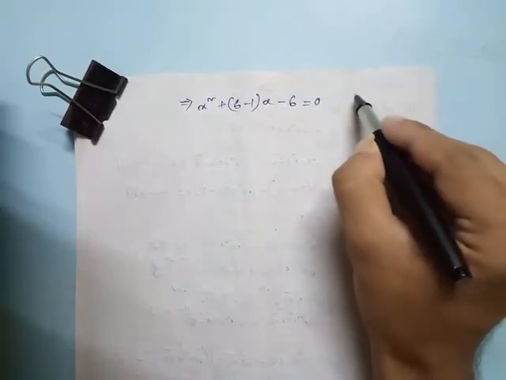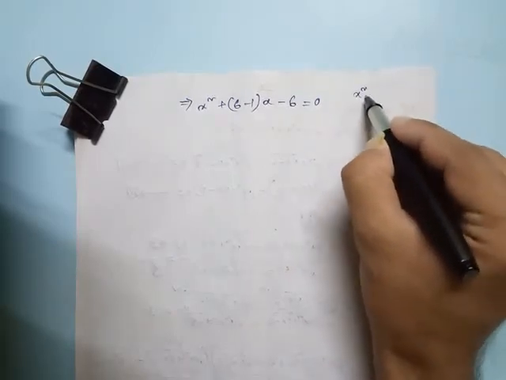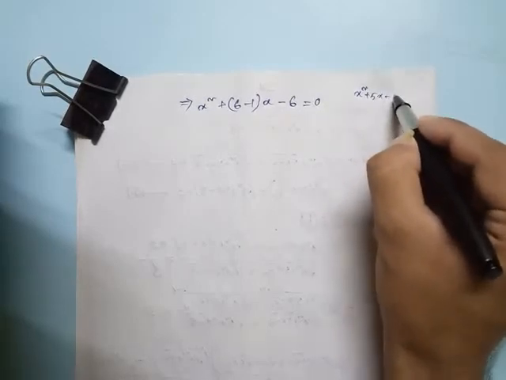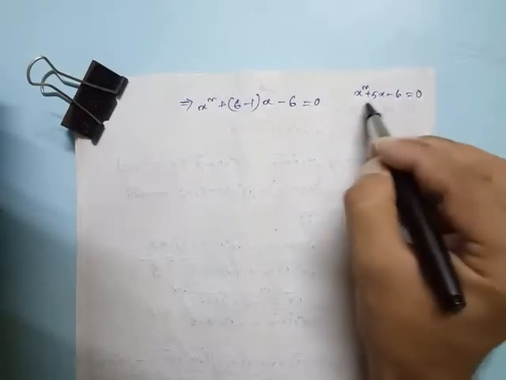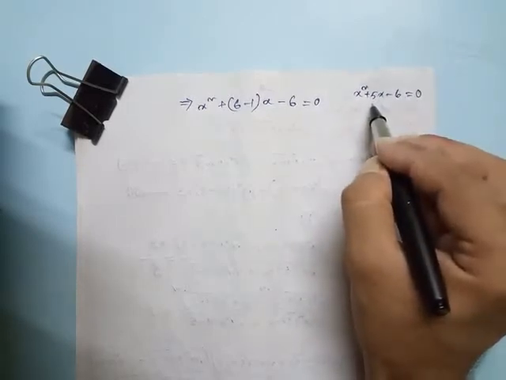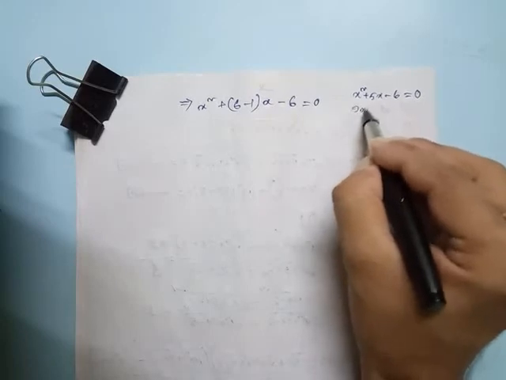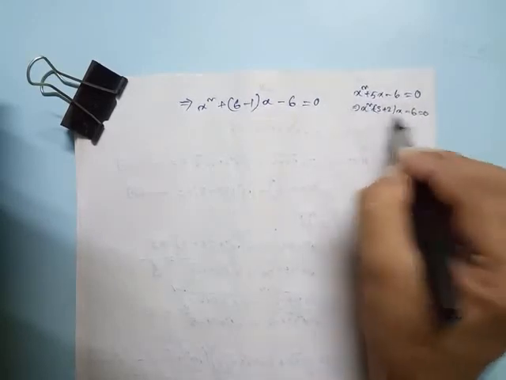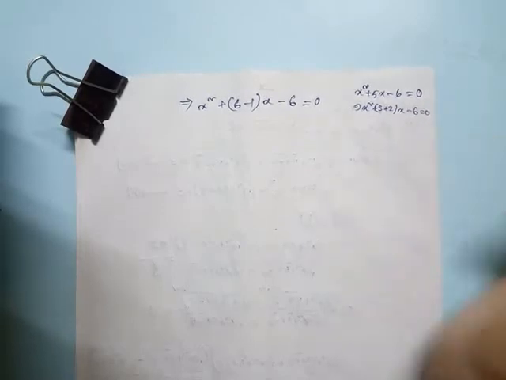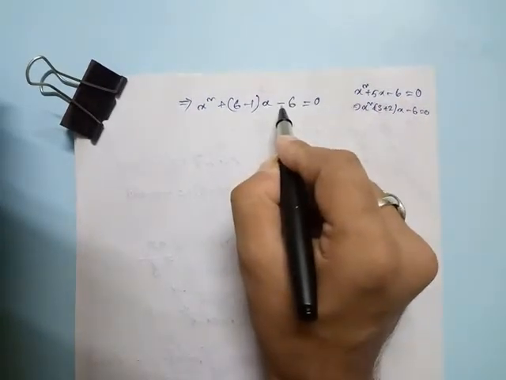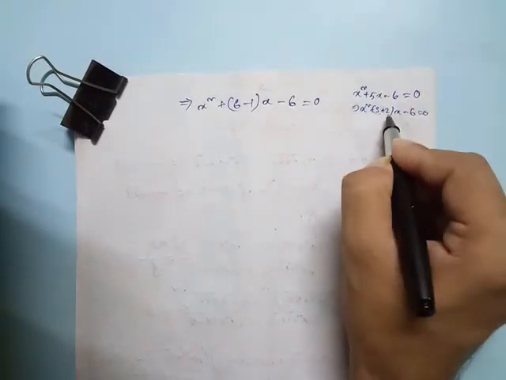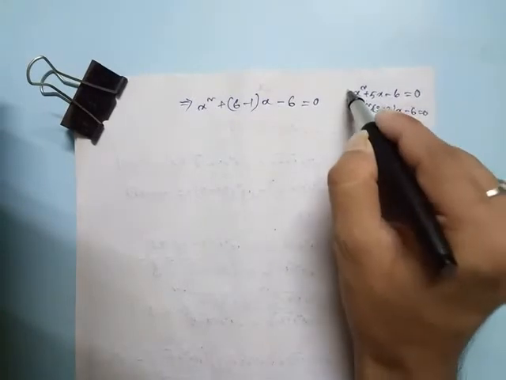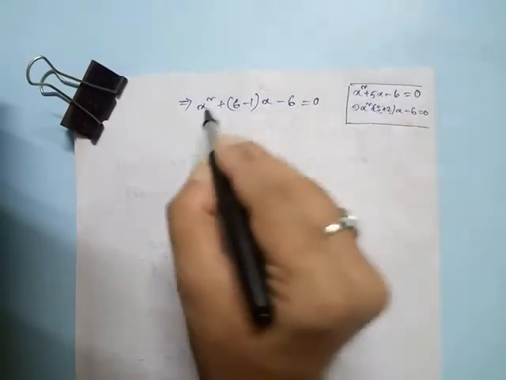The given equation is x square plus 5x minus 6 equal to 0. I can solve it like this: 3 plus 2 is 5, and 3 times 2 is 6, but here the sign is minus, so I cannot use 3 plus 2. I have to use 6 minus 1. This is the only way out. I hope you understand this part.